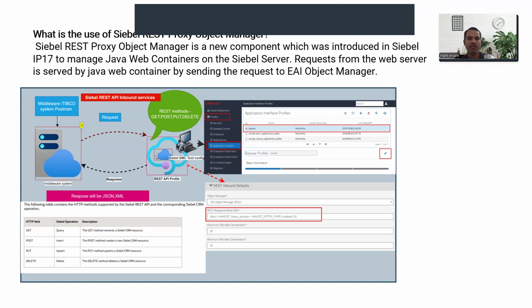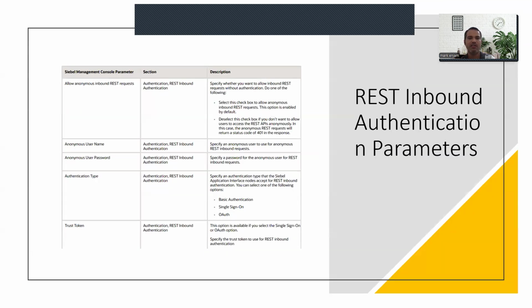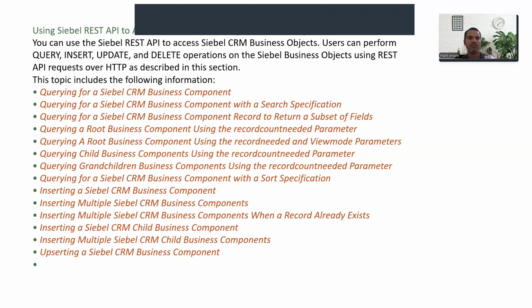A get is query, post is insert, put is upsert, and delete is the delete operation that will be performed. These are the main ones. And coming to the REST inbound authentication parameters, allows inbound response, REST equals anonymous username. You can specify this parameter, and the anonymous user password has to be taken care of. And authentication type: what type of authentication? Is it basic authentication, single sign-on authentication, or another authentication? Based on that, you have to specify your authentication here.